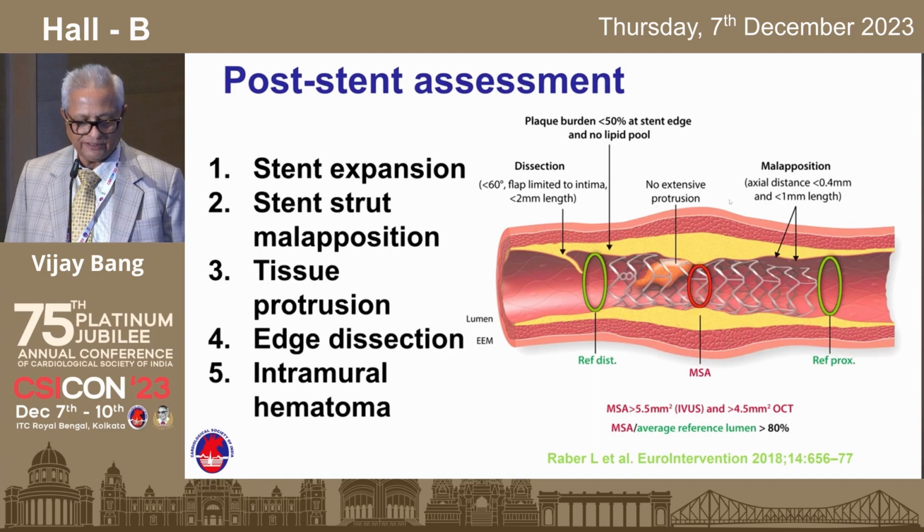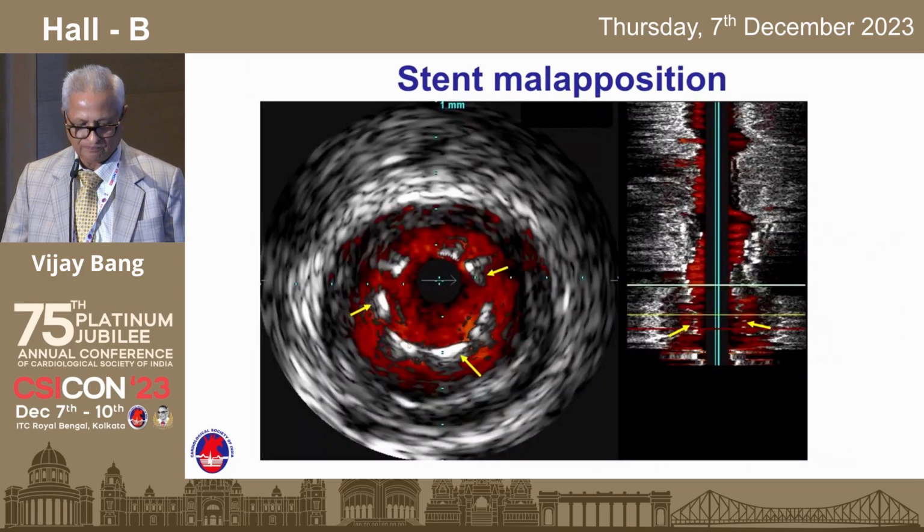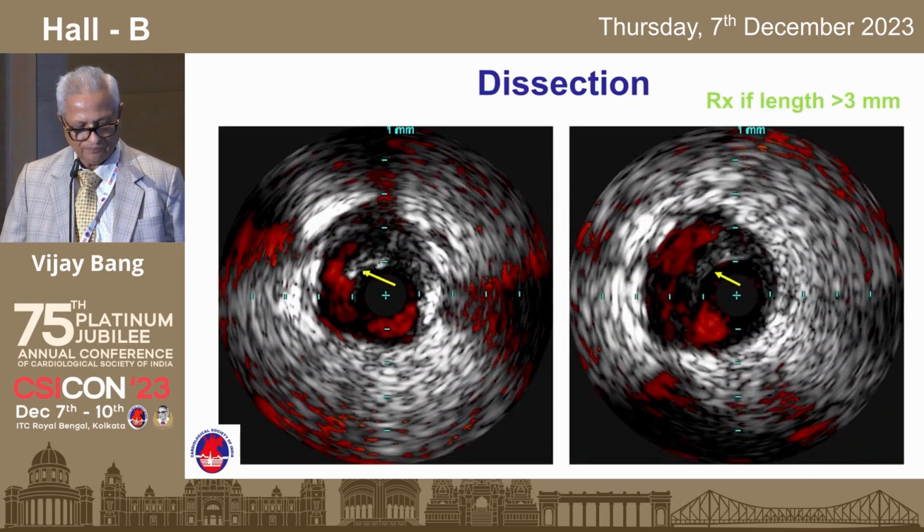Then after the stent is deployed, we have to see whether it is expanded well, whether struts are properly apposed or malapposed, and whether there is tissue protrusion, edge dissection, or intramural hematoma. If it is malposition, we can identify it with the chromoflow, and we can see blood in between the stent and the wall of the artery.